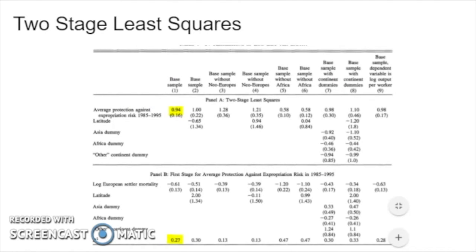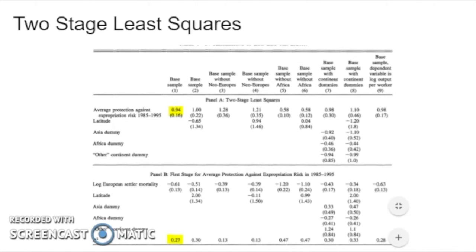Mortality rate makes sense as an instrument for institutions because it is unlikely to be correlated with the current disease environment and thus affect current GDP. This is because the European settlers died from diseases such as malaria and yellow fever, which had limited effects on the indigenous adults who had developed immunities.